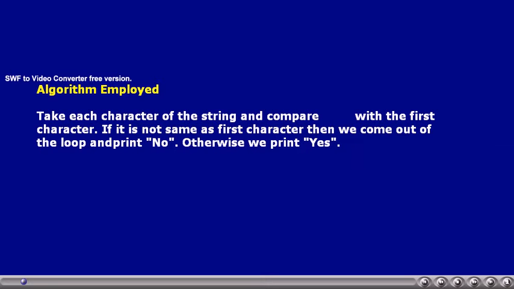We'll traverse the string character by character till we enter the null character, and we compare each character with the first character, that is 0th character. If each character is same as 0th character, then we will increment a counter value by 1. Of course, the counter value is initialized to 0.